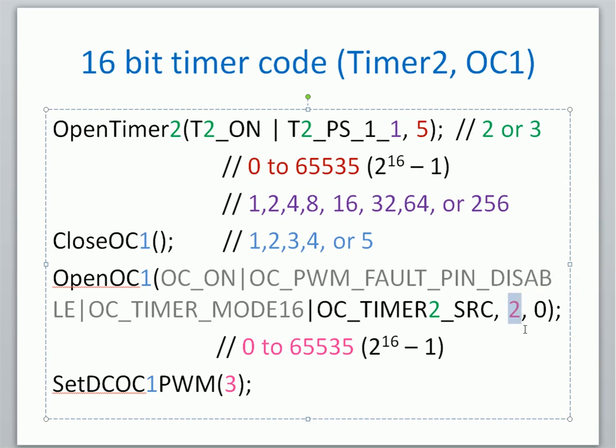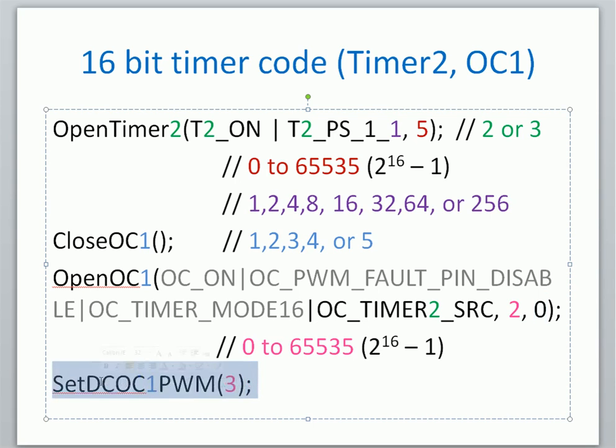Here, this number, that's my duty cycle. It's got to be a number less than my period, or, sorry, the signal will be constantly on. This number is for a setting that we're not going to be using in the course, so you just leave it at 0. Okay?